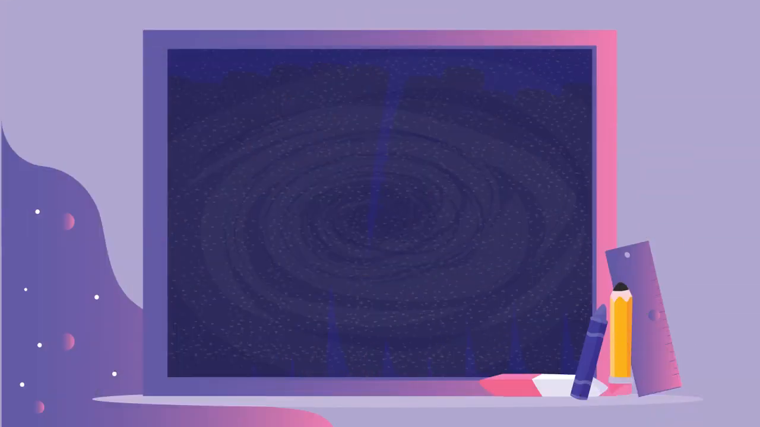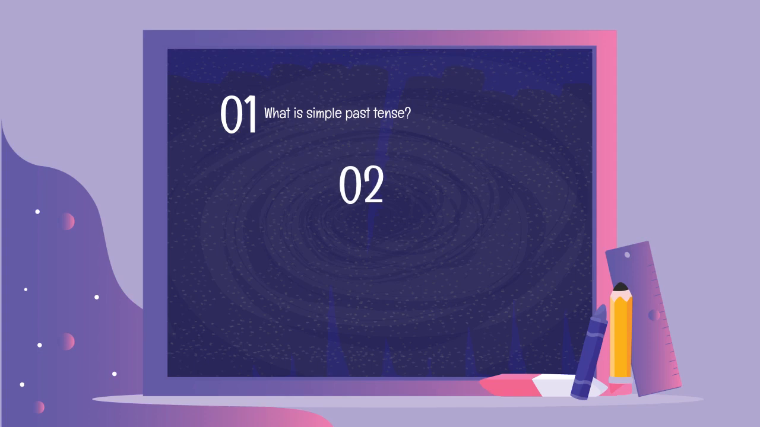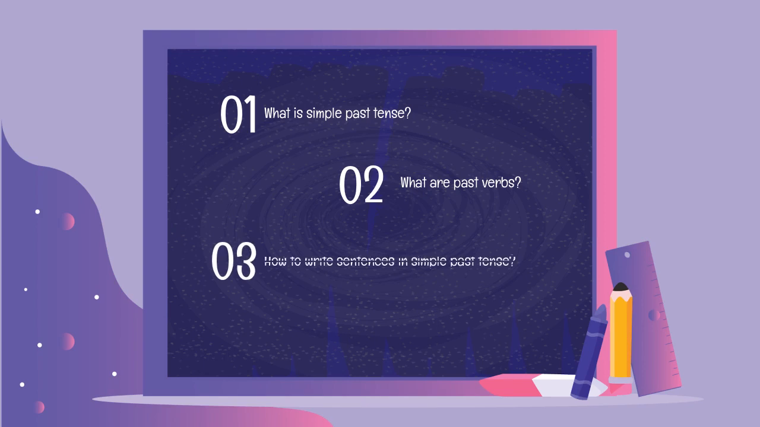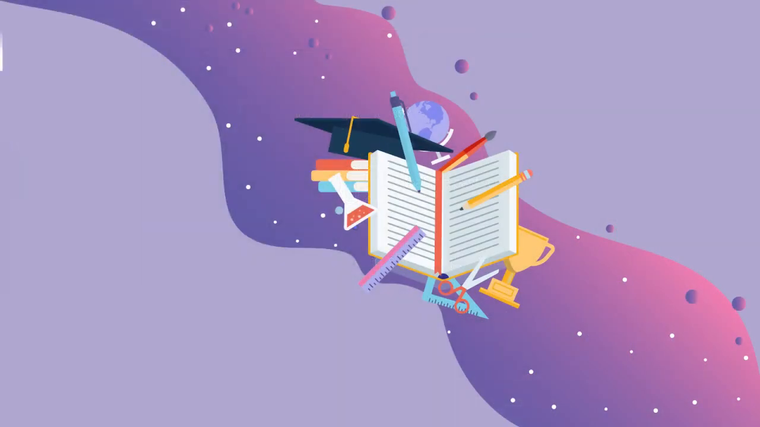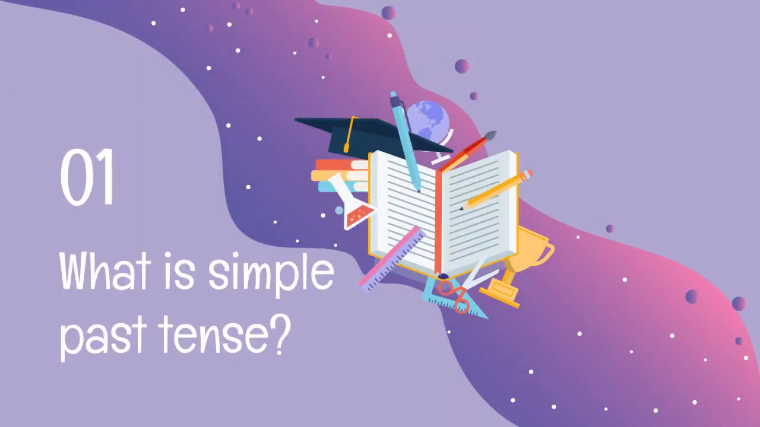Well, there are three things that we are going to learn in this unit. First is what is simple past tense? And then we will learn about what are past verbs. The last is how to write sentences in simple past tense. Okay, now let's go to the first discussion.